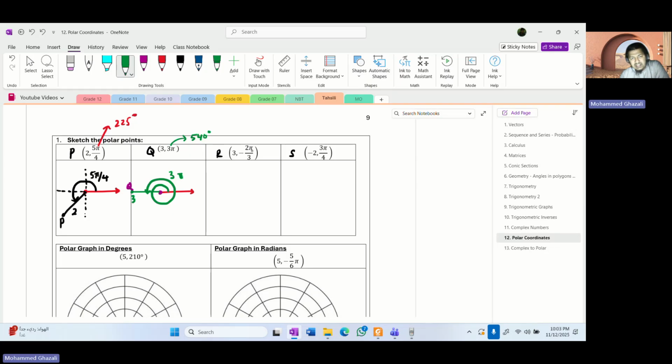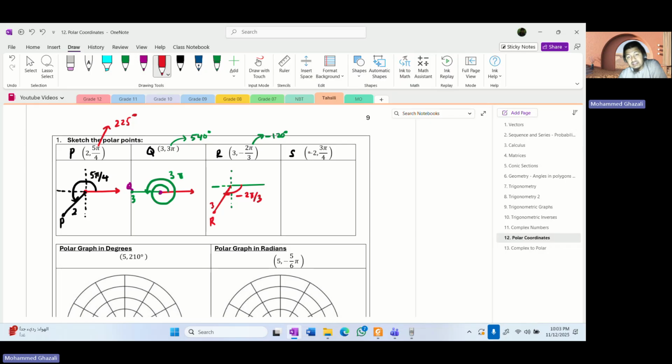Next one, where is (3, negative 2 pi by 3)? Now the angle is negative, right? So if the angle is negative, it means you are going in the clockwise direction, not anti-clockwise. So remember, that's a 90 line, that's a 270 line, that's a 180 line. What is negative 2 pi by 3? Pi by 3 is 60, so that is negative 120. Negative 120 will make you go into the third quadrant, somewhere around there, right? And that's the point R, the radius is 3, and the angle is negative 2 pi by 3.